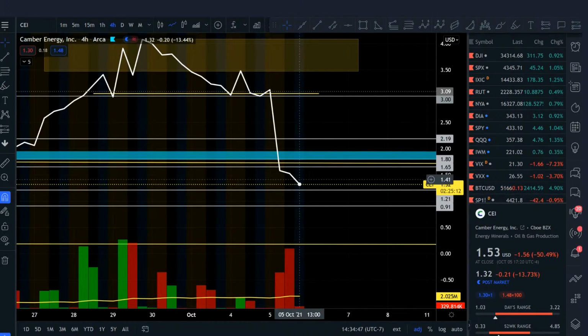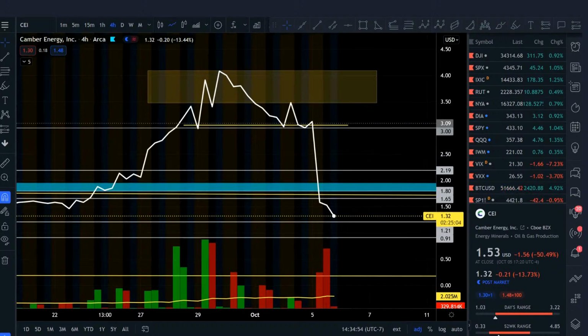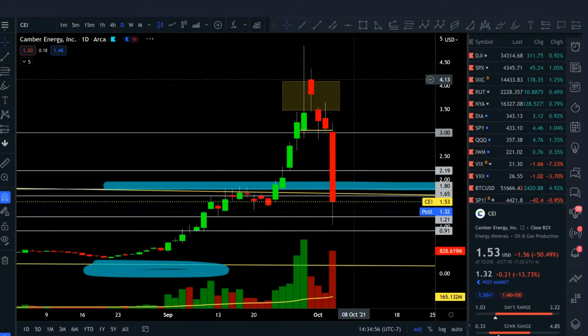So we might see some more selling tomorrow on CEI, and eventually it's going to bounce because shorts have to close their position. But this stock is too risky for beginners. I would not recommend beginners try to trade this.